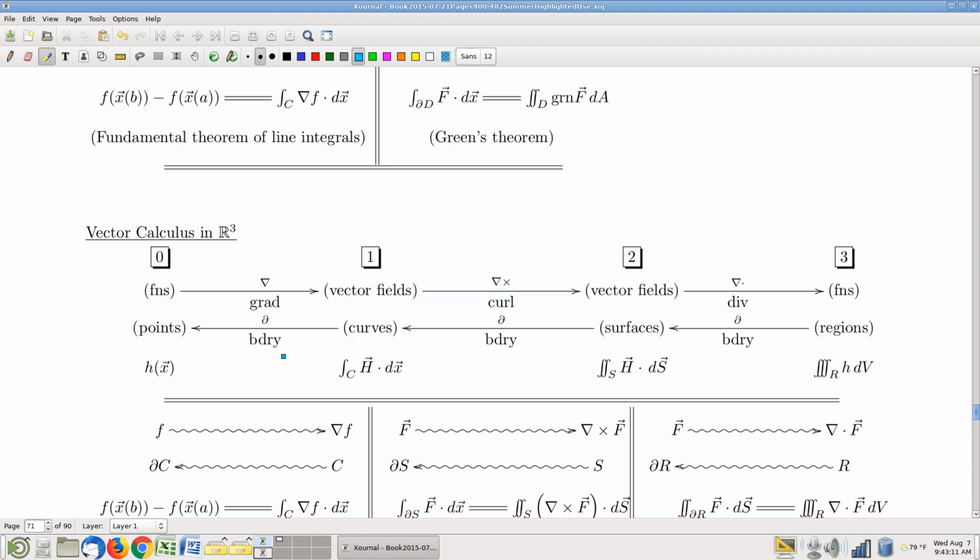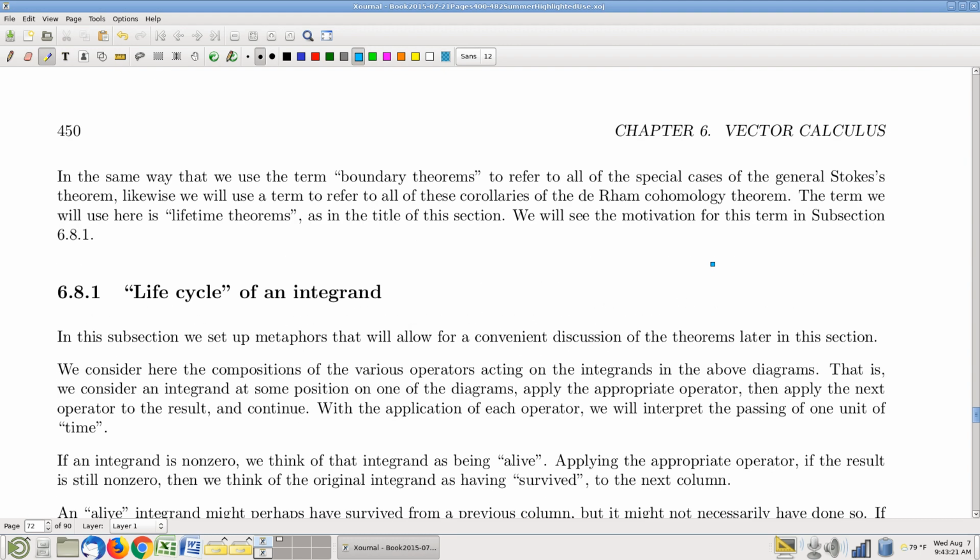Okay, so that's our sort of life cycle. We've got a notion of a birth. We've got a notion of survival. We've got a notion of death. We've got a notion of time. Silly metaphor. Again, don't take it too seriously. Okay. All right, so a couple of examples.